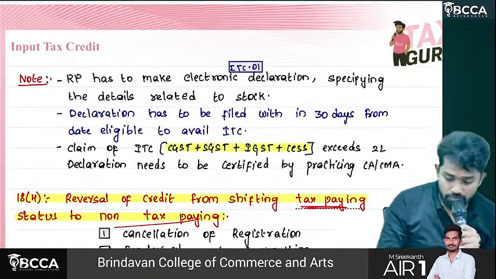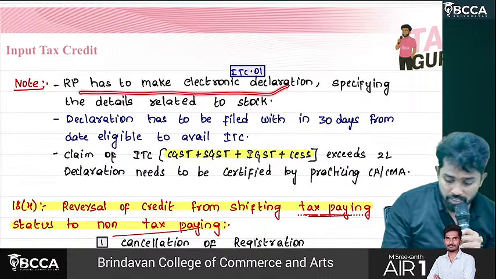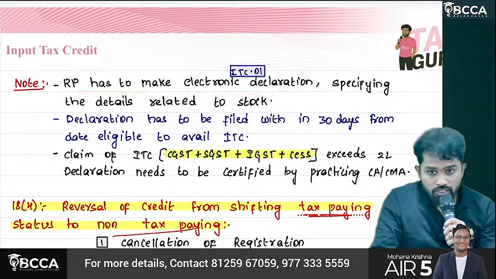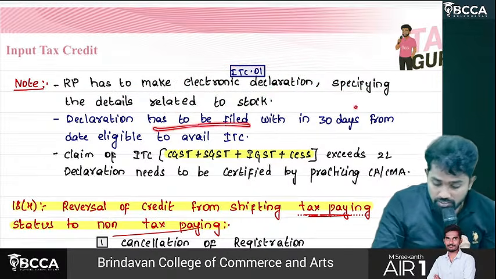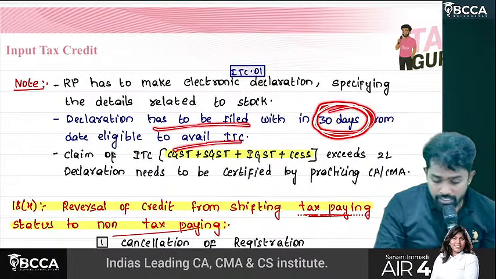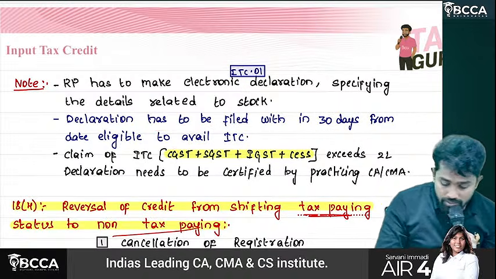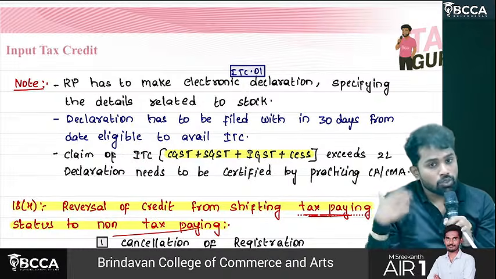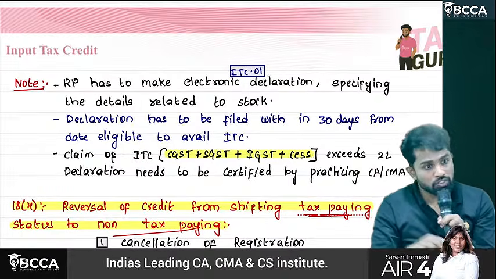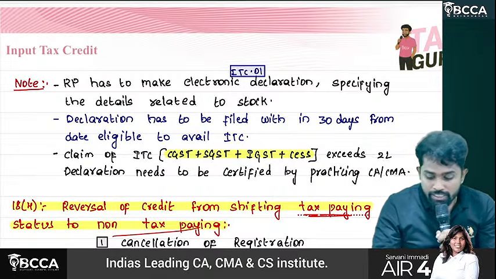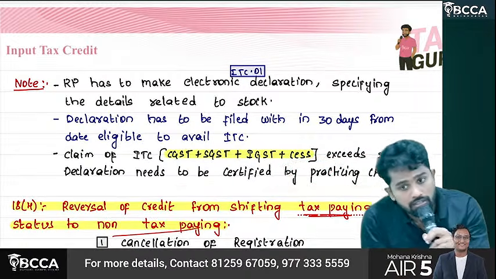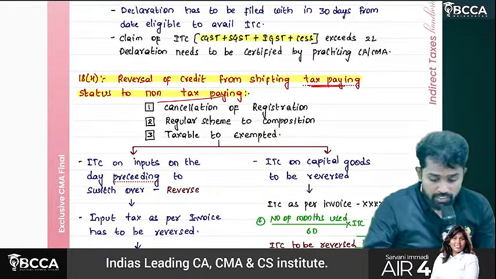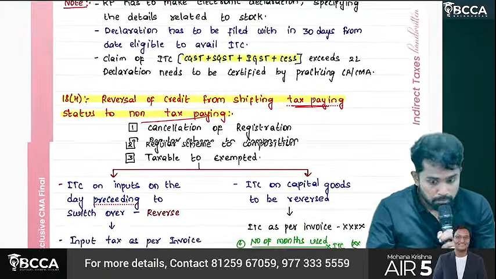Now the registered person has to make an electronic declaration specifying the details related to stock, and the declaration has to be filed within 30 days from the date he becomes eligible to avail ITC. When the total ITC being availed because of this switchover is more than 2 lakhs, then he needs to get it certified by a practicing CA or CMA. Then we'll discuss 18 subsection 4 also, and we'll discuss the problems. Then we'll complete this part.